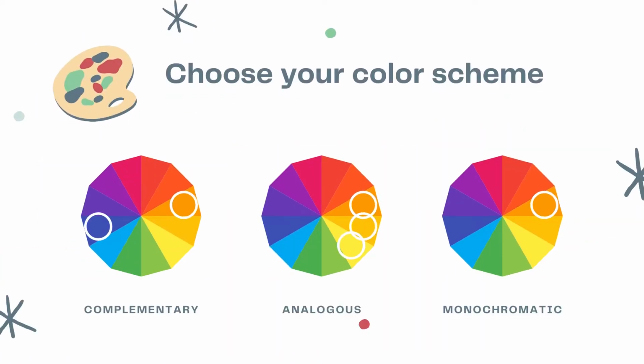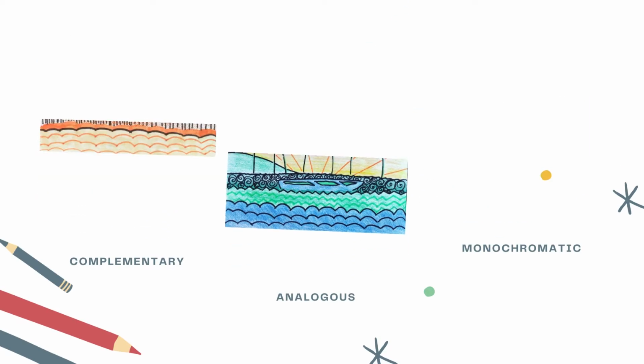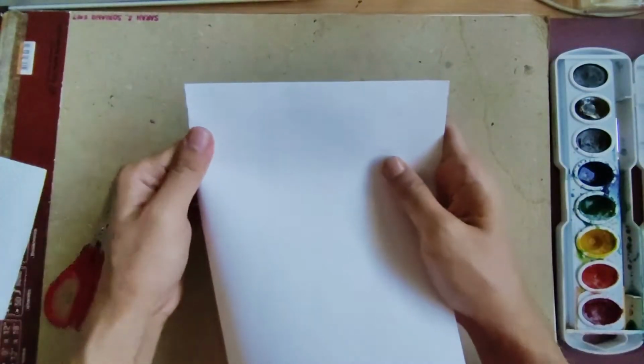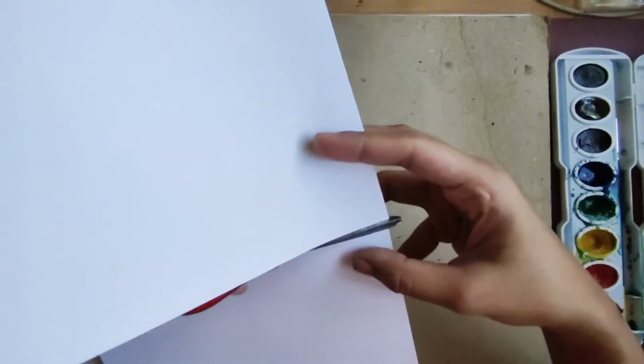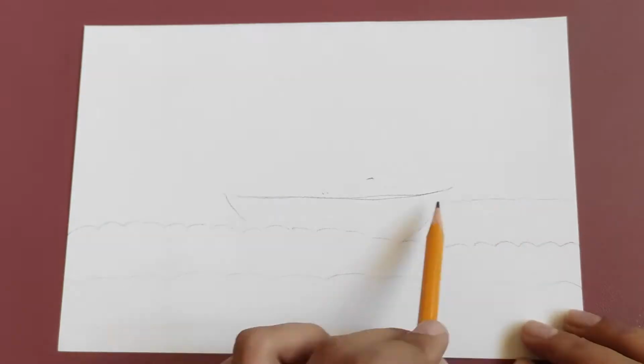Next, select the kind of color scheme that you want to use. In this video, I will be showing you how to make all three. First, I will show you how to make this moodscape with complementary colors. Take one whole sheet of paper and cut it in half. Let's start by drawing the outlines of the landscape with light lines using our pencil.